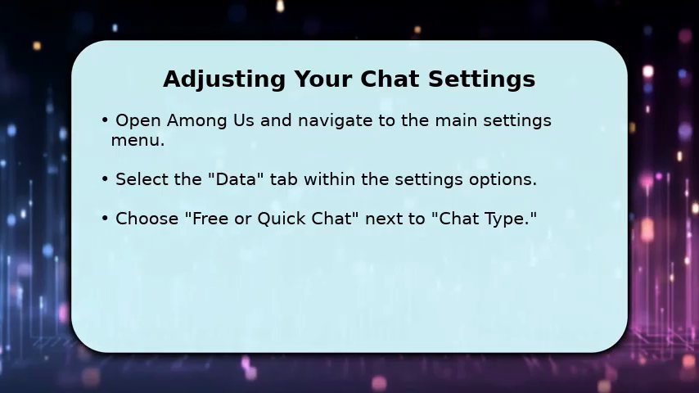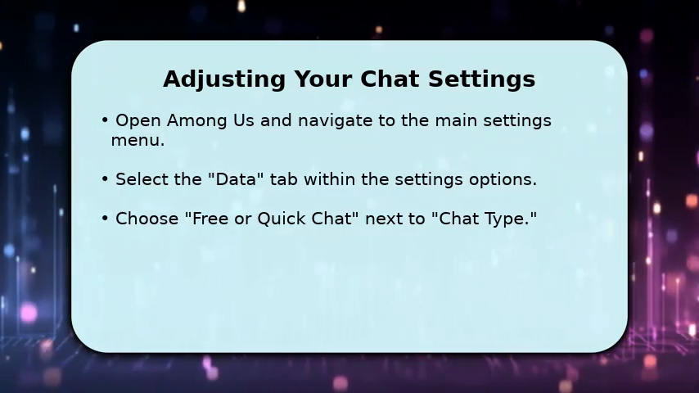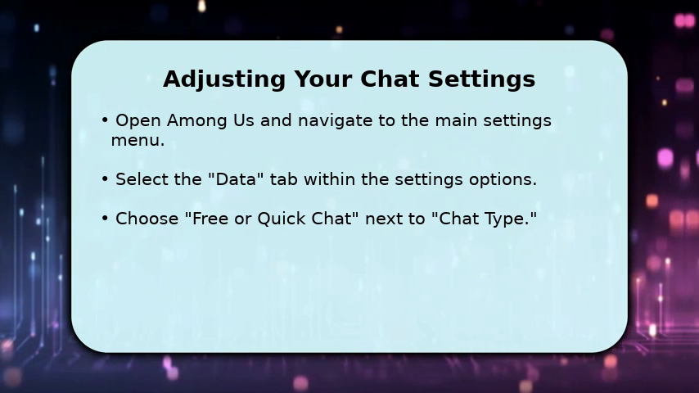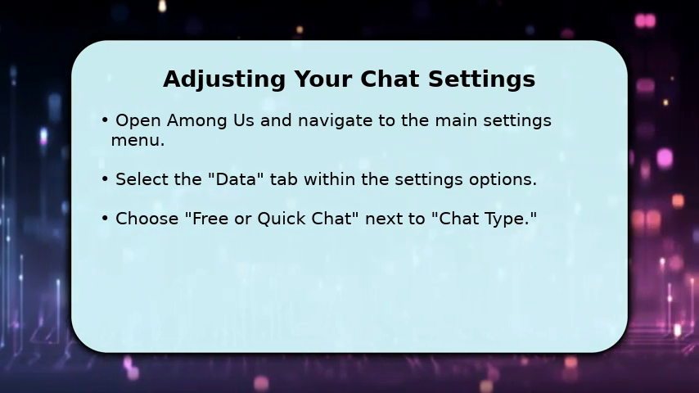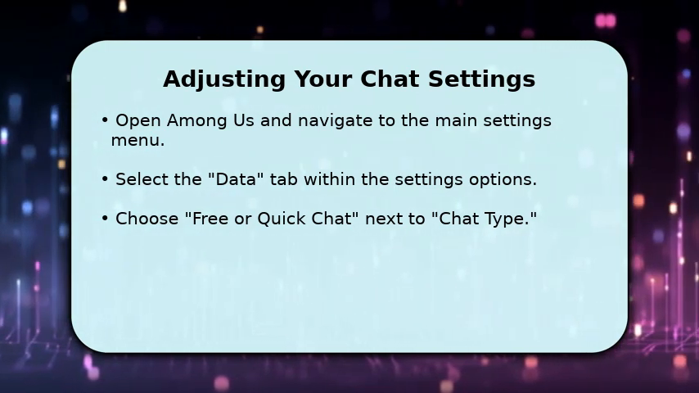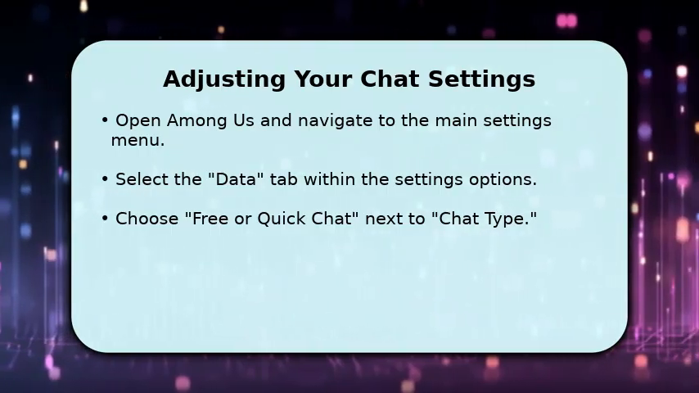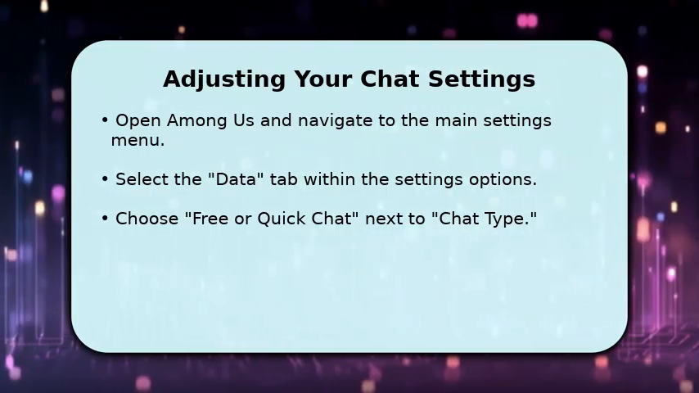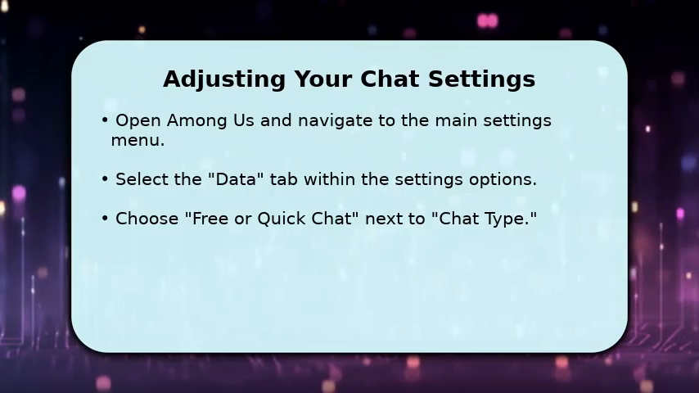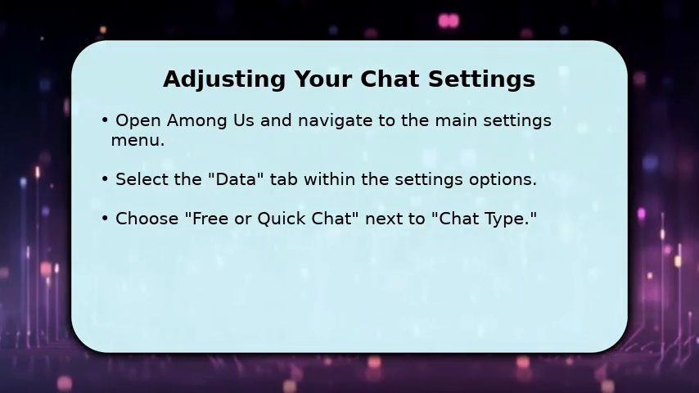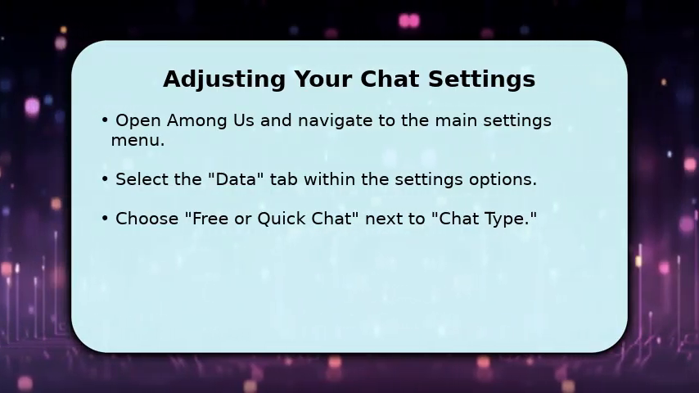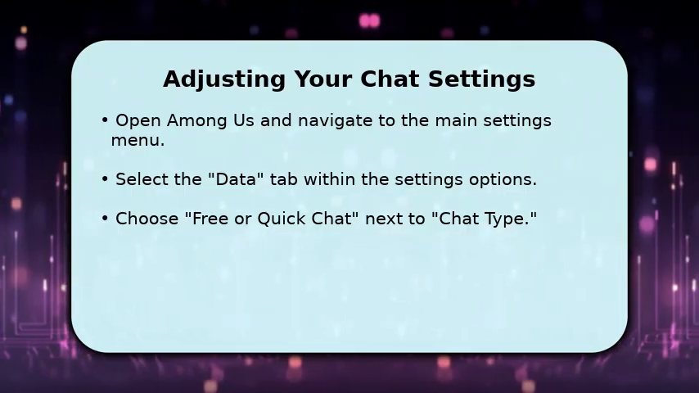To adjust your chat type, first launch Among Us and look for the cog icon, which is your settings button. Once inside the settings menu, locate and click on the Data tab. Here, you will find an option labeled Chat Type. Simply tap on this to toggle between free or quick chat and quick chat only. After making your selection, exit the settings to save your preference.